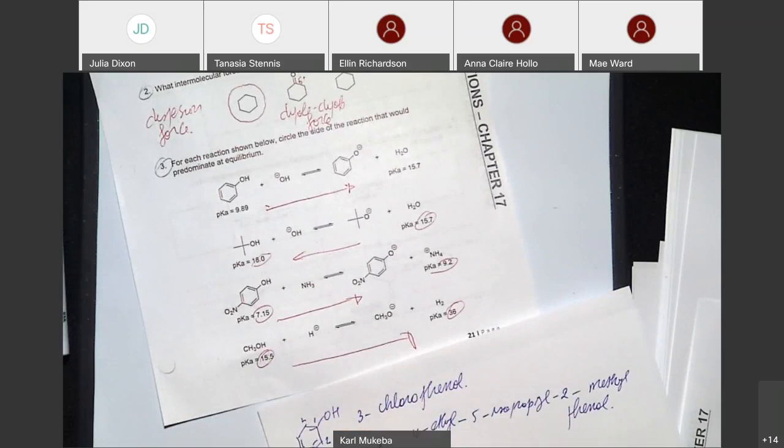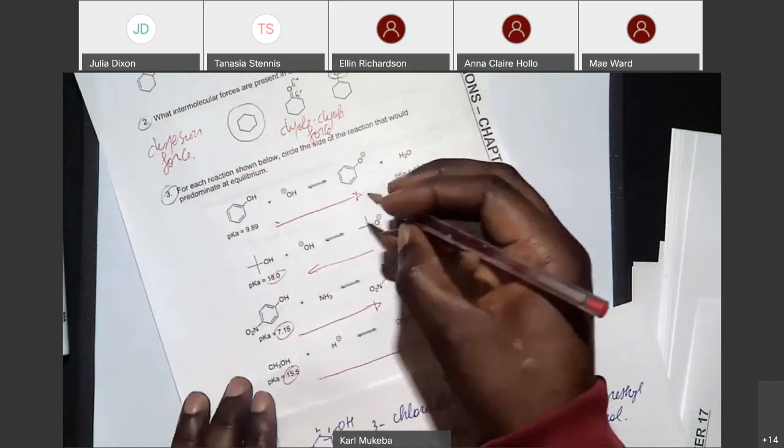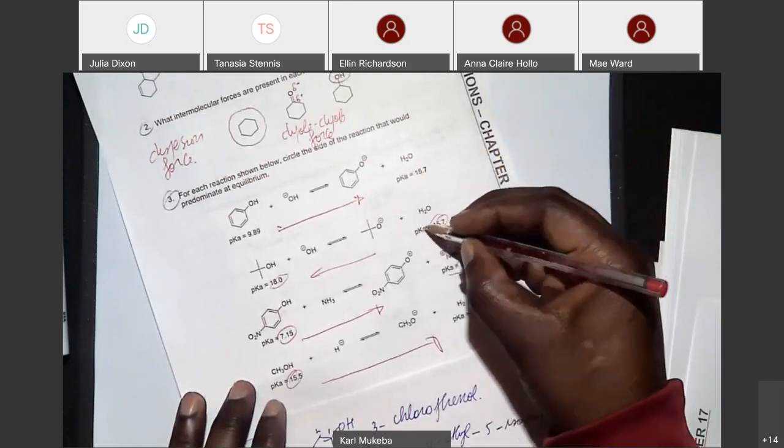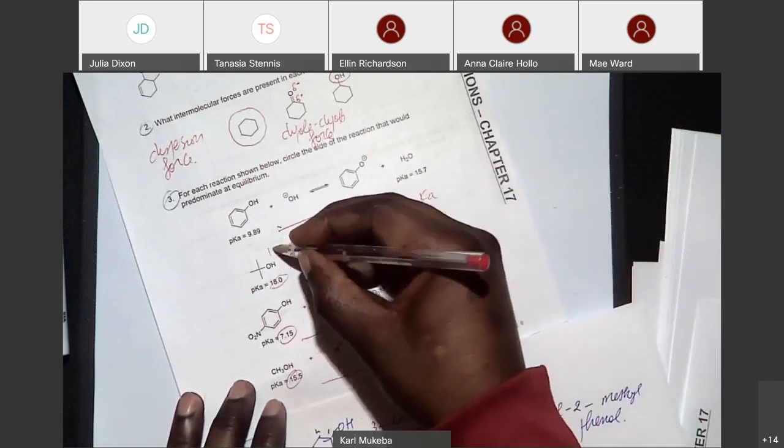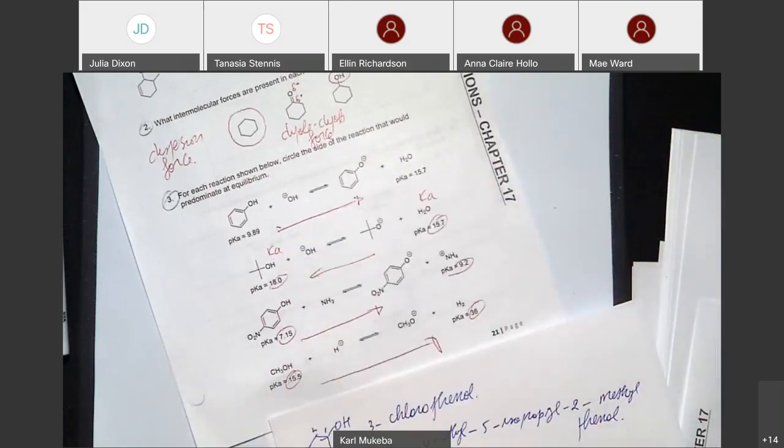So does that make sense? So far, so good. So pay attention. Remember that small Ka means large pK. Because if they give you Ka instead of pK, you may be confused. But it's the same thing, so you have to remember that.